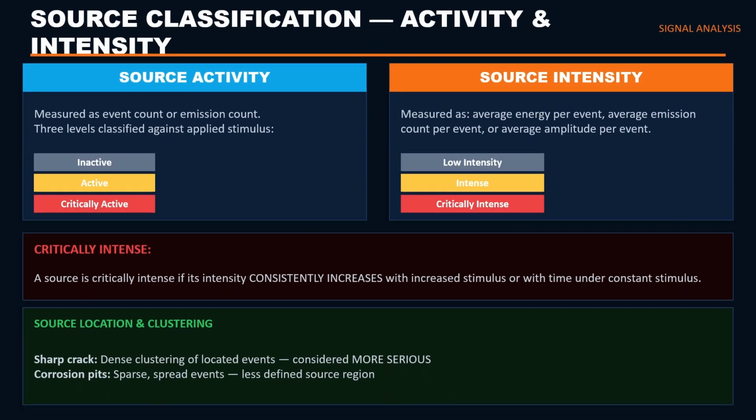In AE testing, sources are classified based on activity and intensity. Activity refers to how frequently emissions occur. Intensity refers to the severity or strength of those emissions. Now, a growing crack usually produces intense event clustering and increasing intensity and activity. That is considered serious. Corrosion activity often produces more scattered and lower intensity signals. And this is how AE helps engineers prioritize inspection and maintenance decisions.